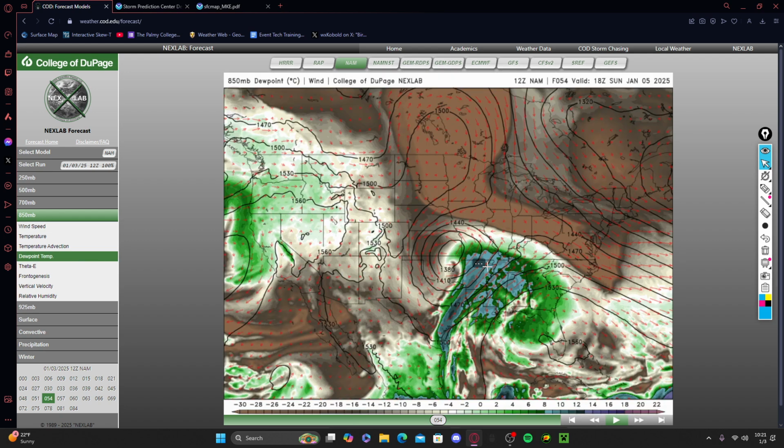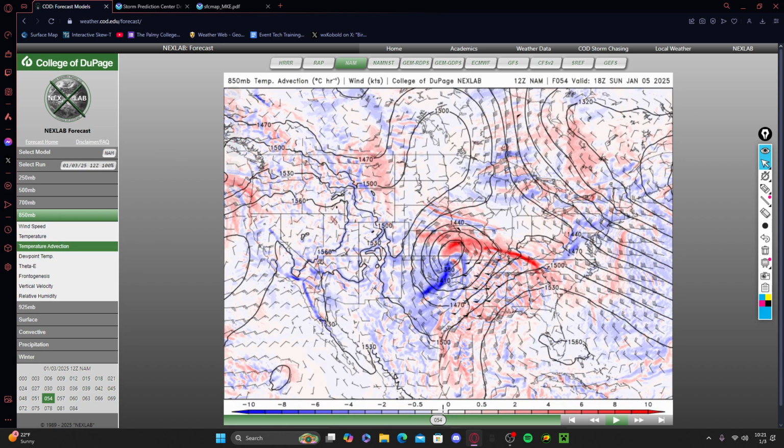I look at dew point sometimes. Dew point, if you see this green and blue, it's almost always dew point temperatures. Temperature advection is also very useful to look at. And here, warm air advection north of the front as well is going to help with some freezing rain.